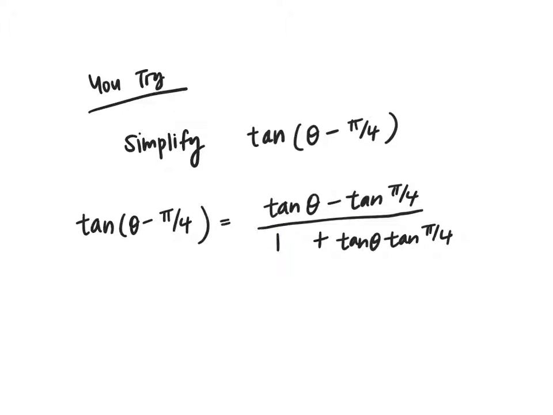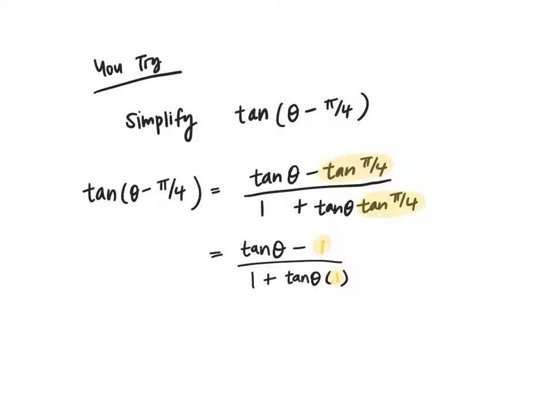The first part is always 1. The second part is the product of these, so tangent theta times tangent pi over 4. And tangent of pi over 4, you can substitute with an exact value. What is tangent of pi over 4? Y over x, or o over a, you're going to end up with positive 1. So right here, I ended up with 1 everywhere I saw tangent of pi over 4. If I rewrite that, I get tangent theta minus 1 over 1 plus tangent of theta.